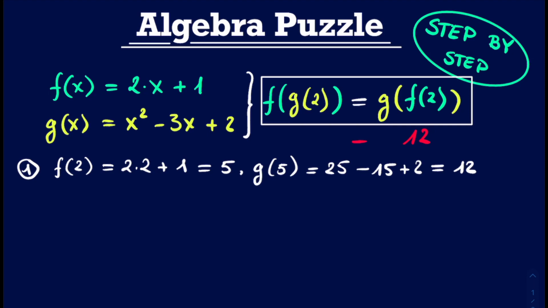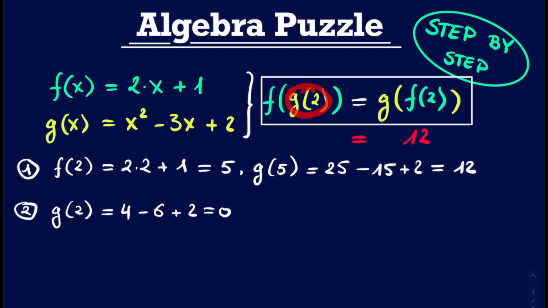Now we want to know whether this is equal to the left hand side. So we compute the left hand side. Here we first want to compute g of 2. So we know g of 2 is simply equal to what we have for g, this quadratic equation, but now for x is equal to 2. So we have x squared, which is 2 squared. So we have 4 minus 3 times x, so minus 3 times 2, which is minus 6, plus 2, which is of course plus 2, and we get 0. Therefore, g of 2 is equal to 0.